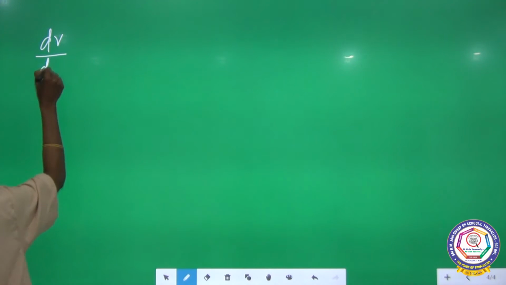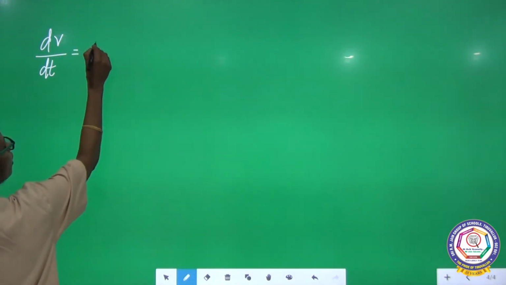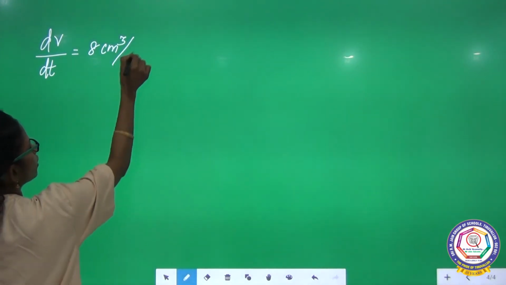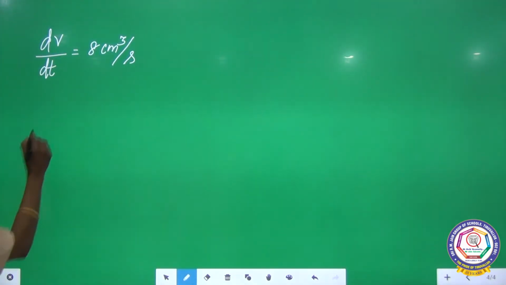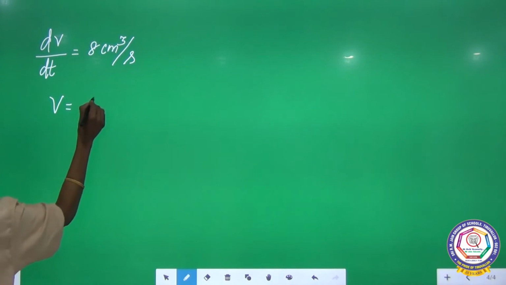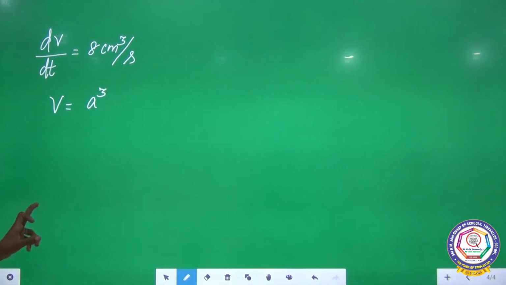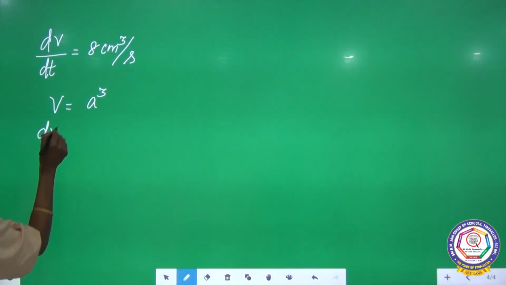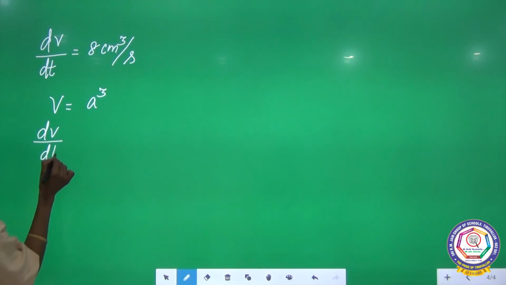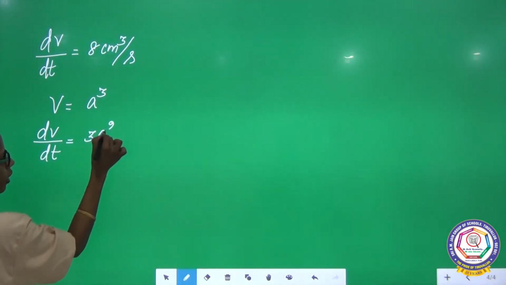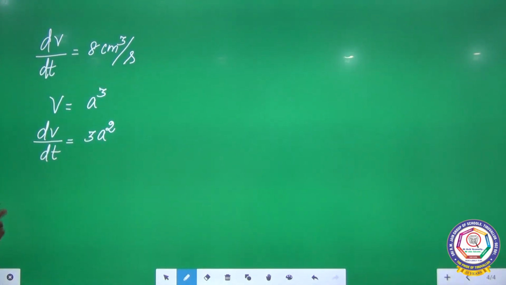dV by dt equal to 8 centimeter cube per second. Volume equal to a cube. Now you are going to differentiate with respect to time on both sides, right? dV by dt equal to 3a square. Apply the formula.